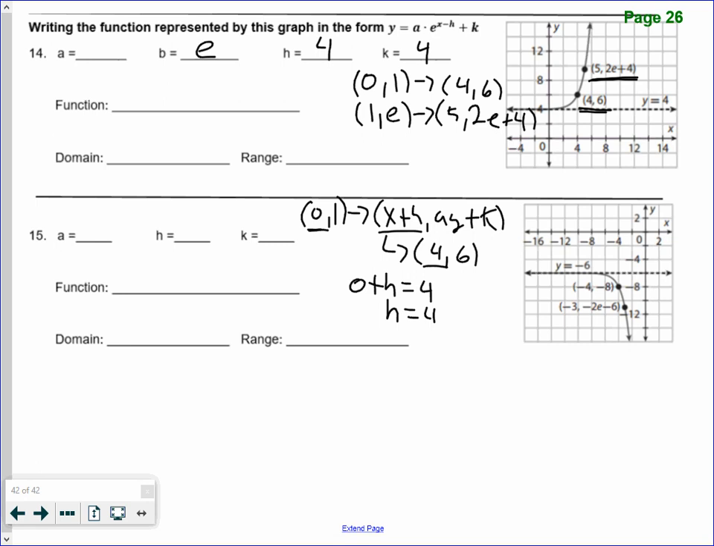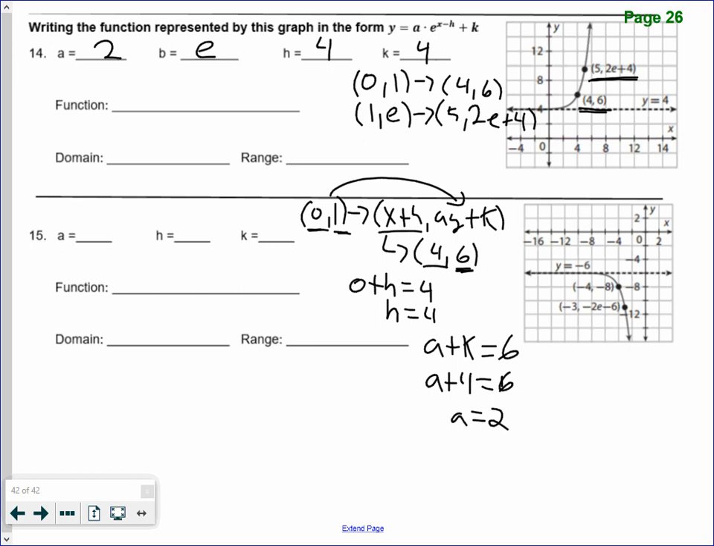So we know our h value, and now all we need to do is solve for our a value. So what we know from here is that our y value is 1. So we plug that into our transformation rule here. When our y is 1, we get a times 1, or just a, plus k should equal our y value there, 6. Our k we know is 4. So a plus 4 equals 6, or a equals positive 2. So now we know our a value, our b, h, and k.